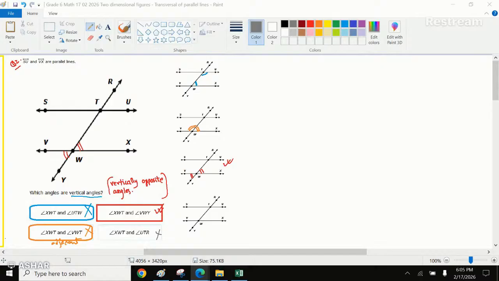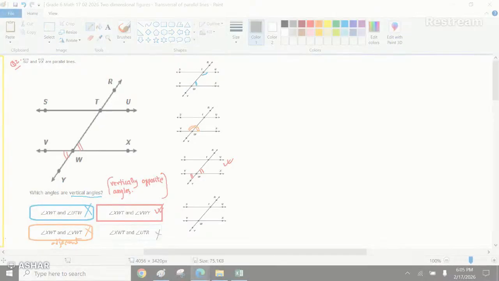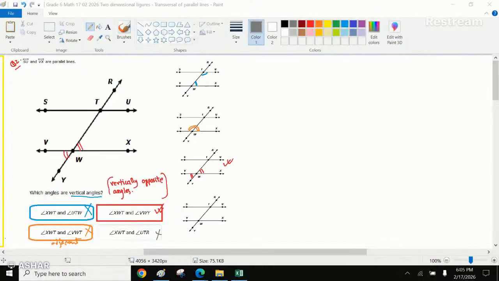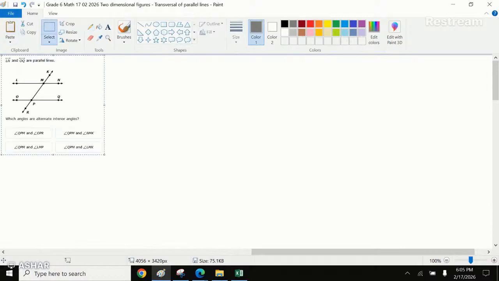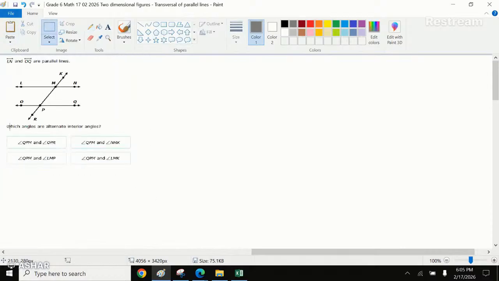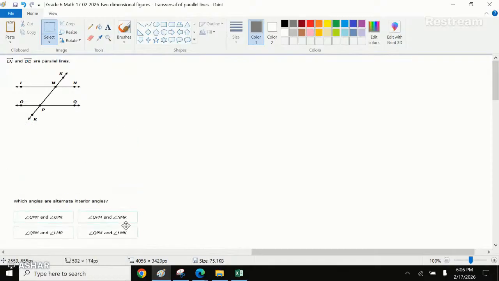For the next question, it says, we need to find alternate interior angles. Just a moment, please. Let me copy. Okay. Do we agree? Okay, thank you. For the next question, it says, find which angles are alternate and interior angles.